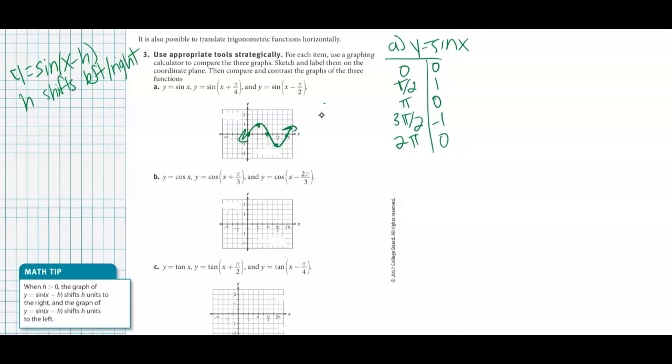And then what I'm going to do is I'm going to look at and think about, well, this function is going left pi over 4. So I'm going to think about how many marks do I have to move left. So 2 marks here is pi over 2. So half of that would be pi over 4. So I'm going to go left pi over 4, which is 1 mark left. So I'm just going to take all those points and just draw them one spot left on the graph.